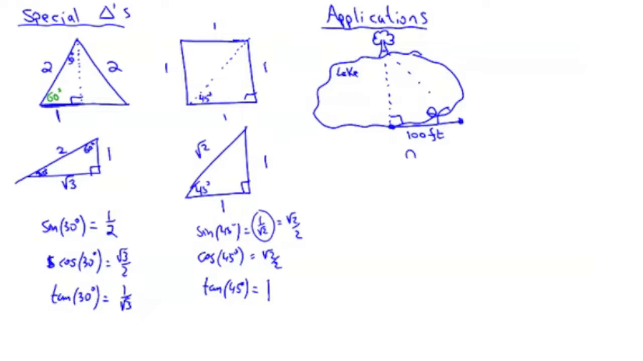And let's say that theta that you measured was 78 degrees. You should be able to find the distance across the lake. And this is what a lot of trigonometry is used for, surveying, finding distances that you normally cannot measure.